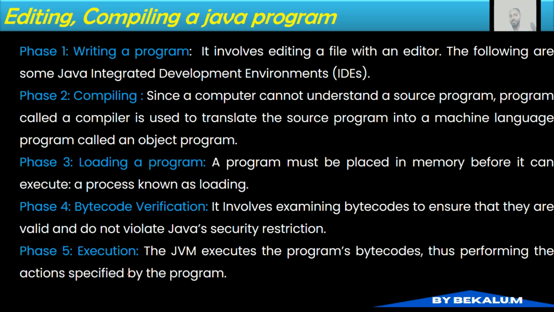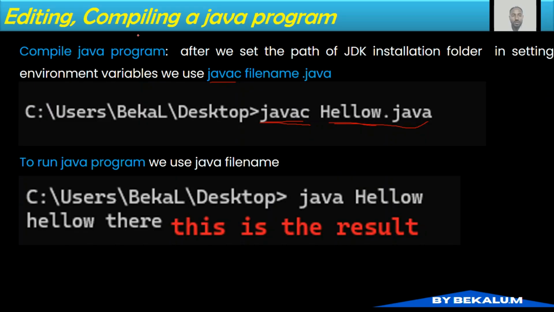So these are the phases. First phase, writing a source code. Second phase, compiling a program. Third phase, loading a program. Phase 4, bytecode verification. Phase 5, execution. Writing and compiling are done by the user, and the rest, which means loading a program and bytecode verification, is done automatically by the JVM. So the user writes a source program, compiles it through a compiler, and finally executes or runs the bytecode, which is run by the JVM.